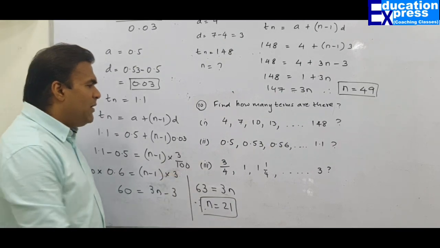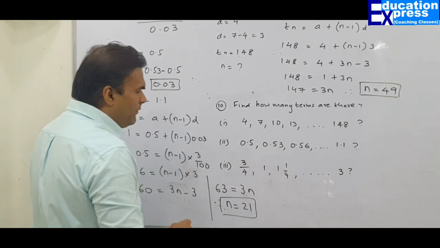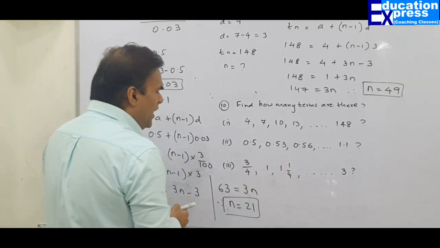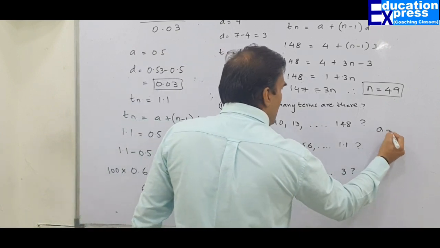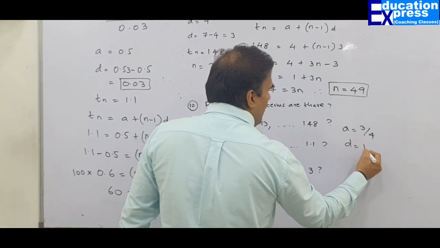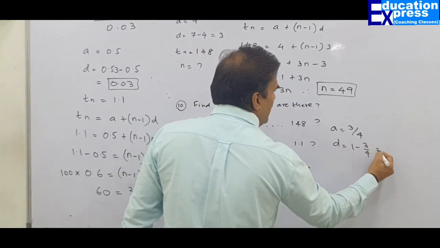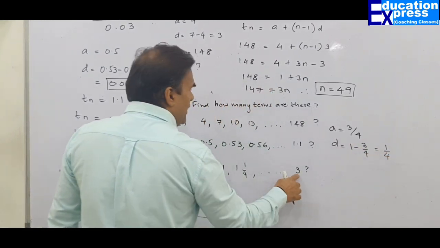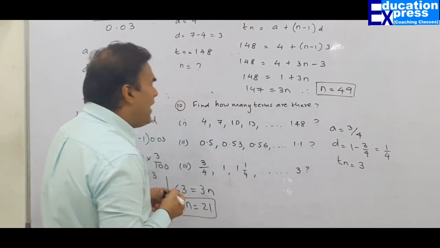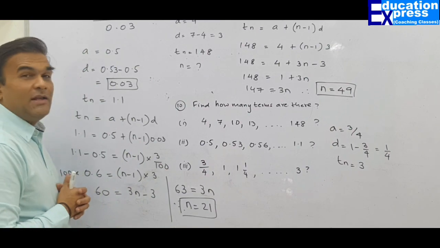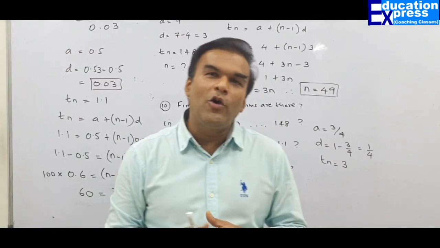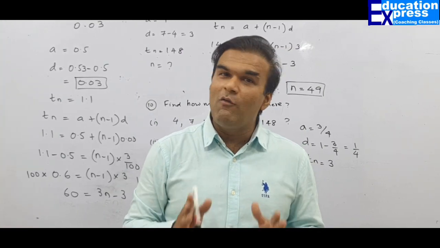In this example, my a would be 3 upon 4. My d would be 1 minus 3 upon 4, which would be 1 upon 4. Your last term is 3. So you can apply the formula and get your answer. With this, the first 10 questions are done. Though I said that I would be doing only the odd ones, I did all the questions from 1 to 10.